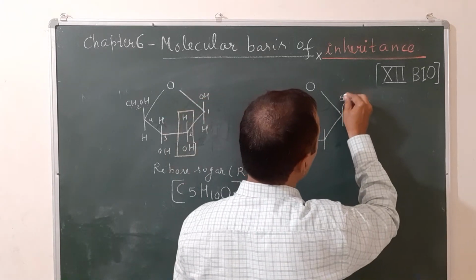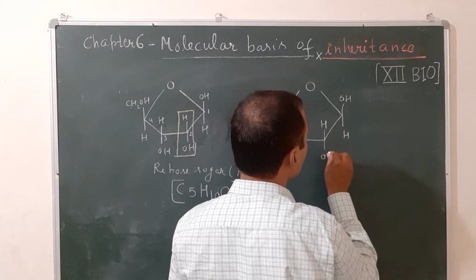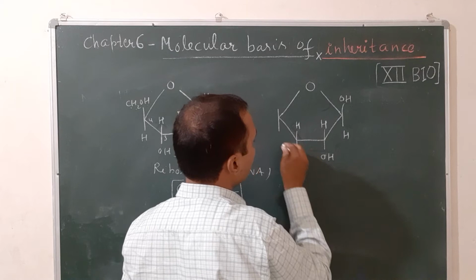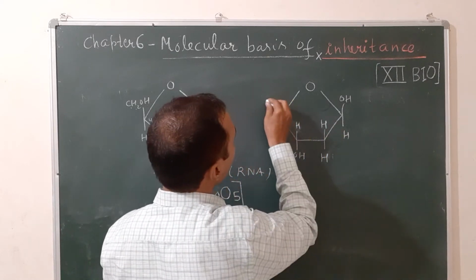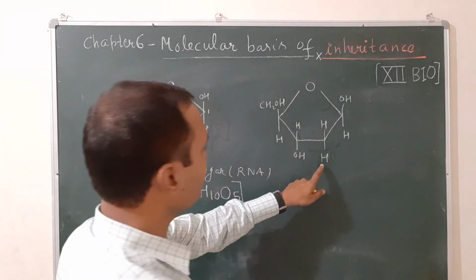Here we will write OH and H. Again, here we will write H, OH, just similar to the ribose sugar. Here also H, OH, and here H. There will be only H. There will be CH2OH. So only difference at carbon number 2.